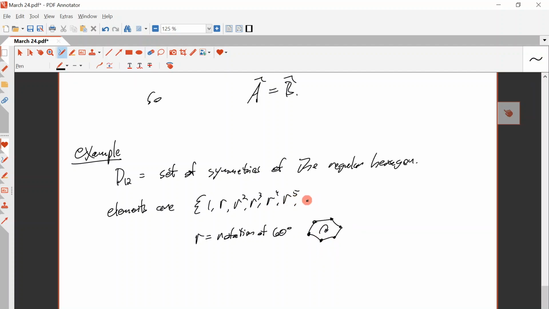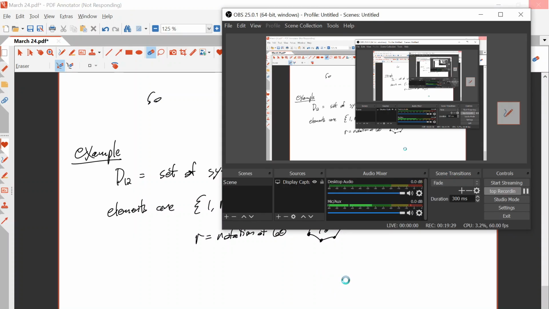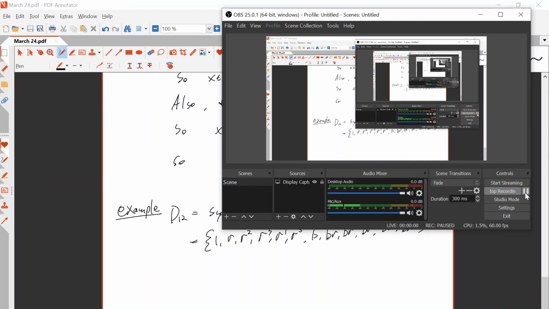And then you also have RB, or RB squared, or R squared B.